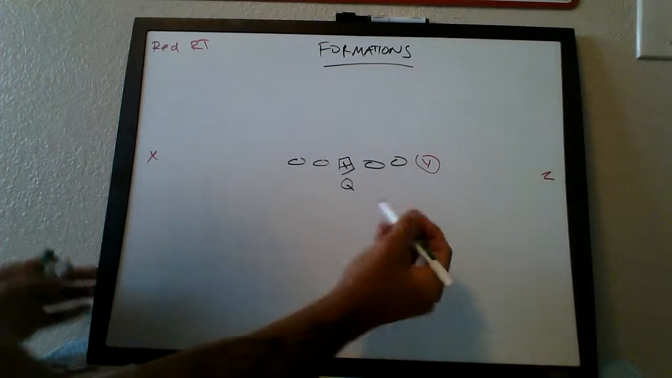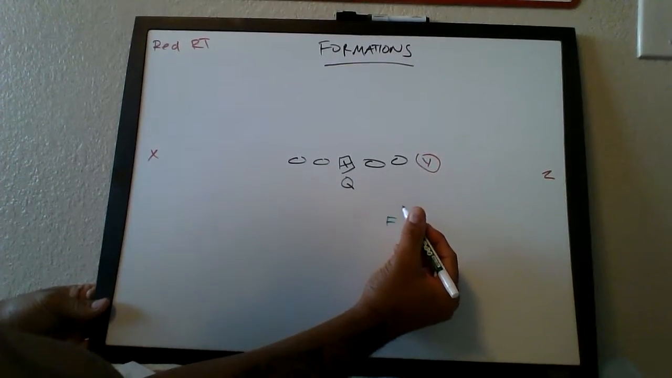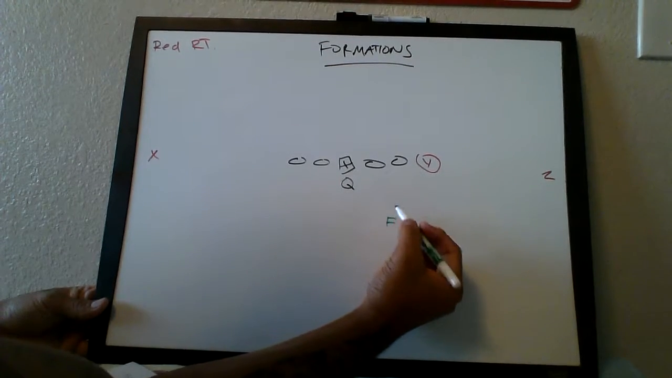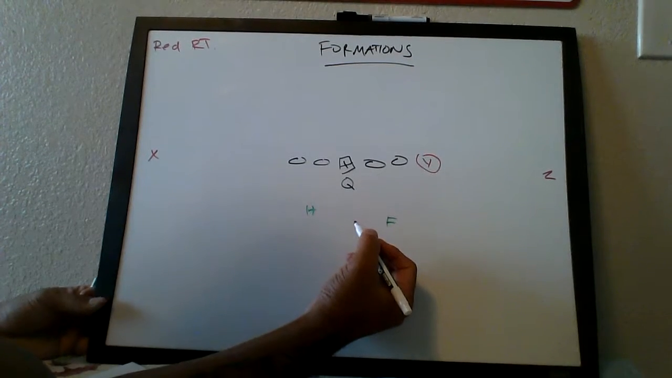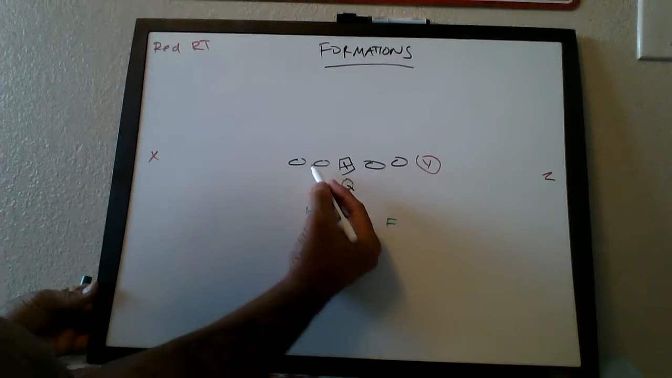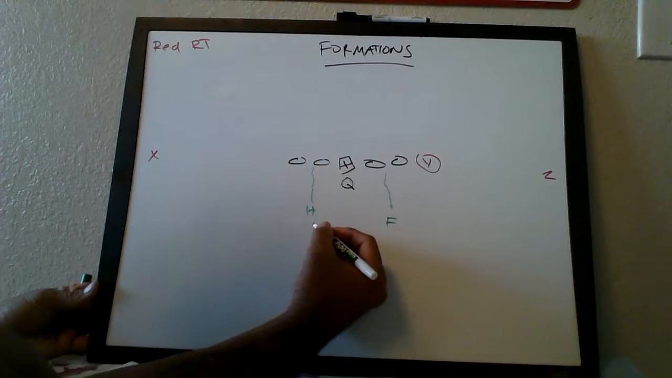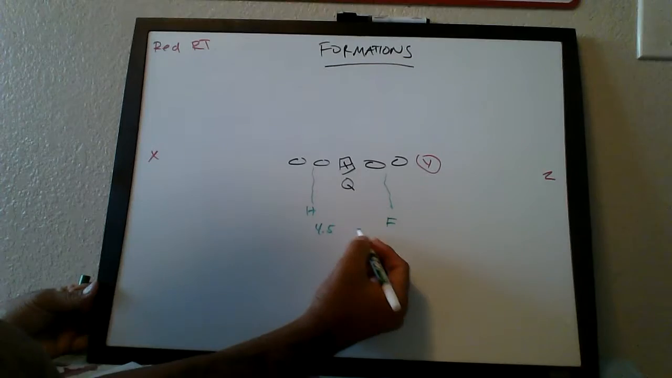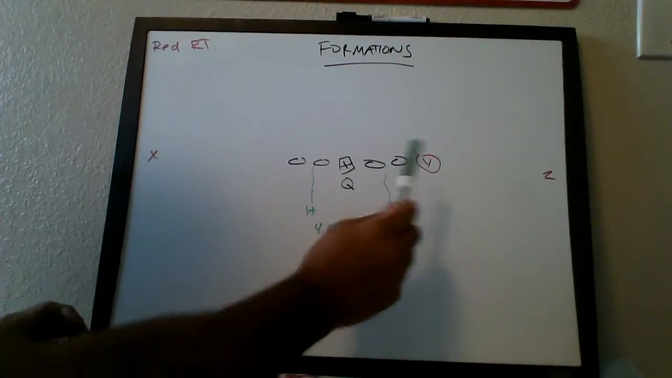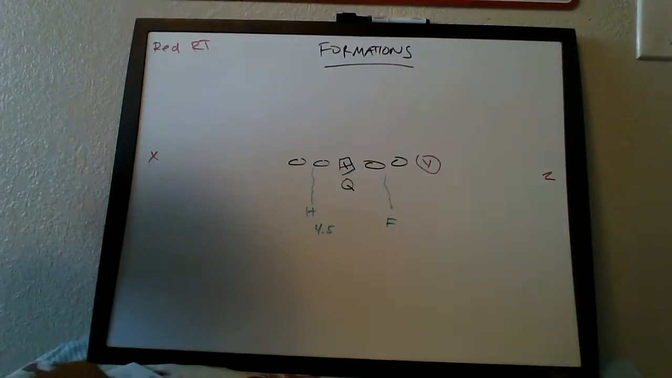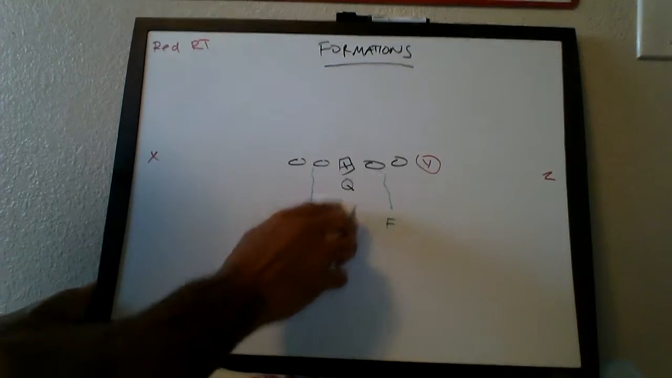So here we go. Our backs have to be lined up just on the outside leg of the guard. So I don't want you completely in that B gap. Kind of line up with this leg right there, and be about 4.5 yards off the line of scrimmage. Okay, fullback is always going to the strength side, unless we make a call. Alright, so that's red right.